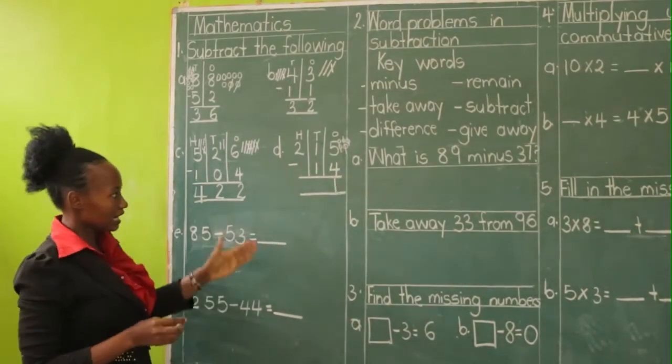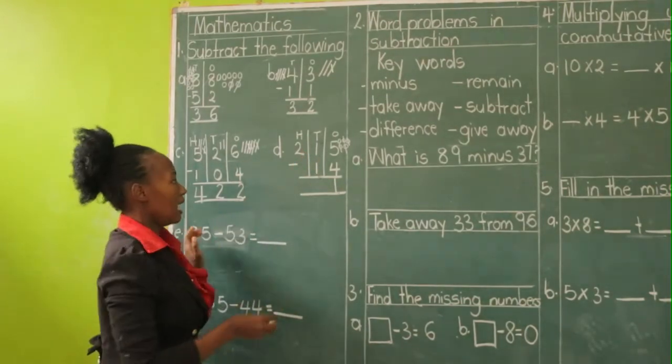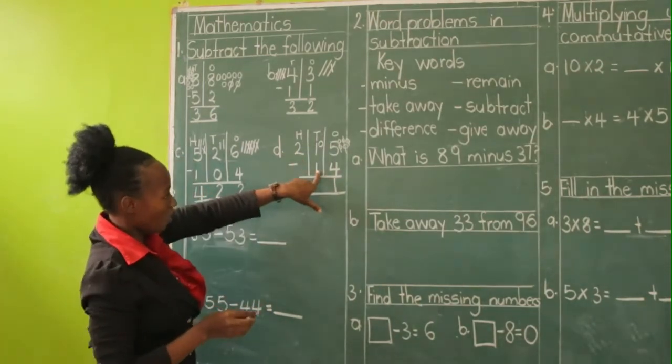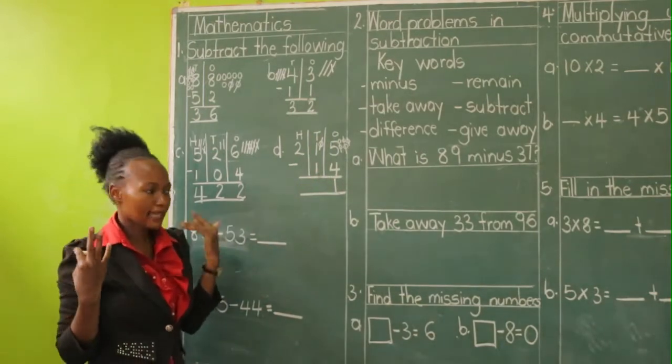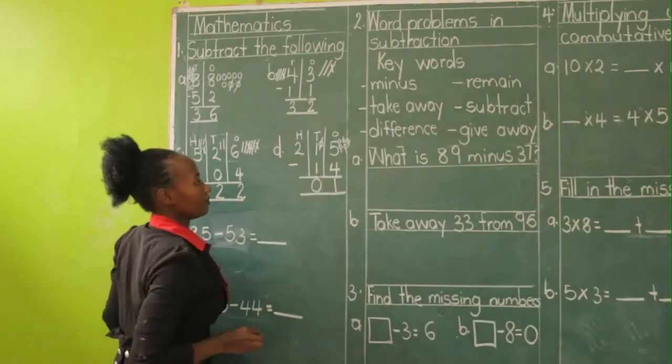Then we come to tens. I can see 1 take away 1. I draw my one ball for this number. I take away 1. I've remained with nothing. The answer is going to be 0.